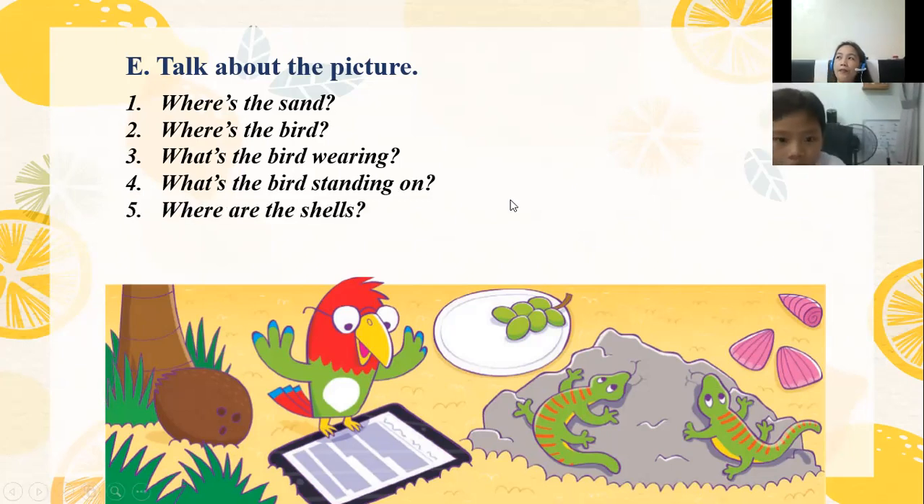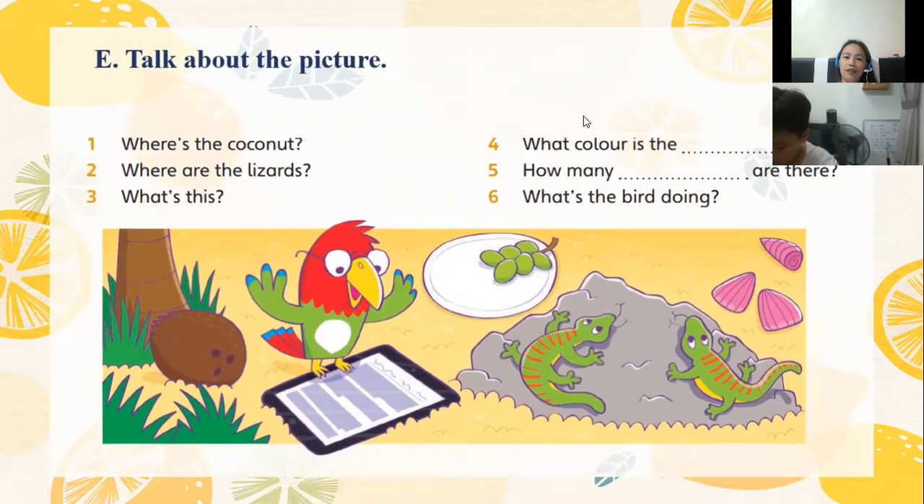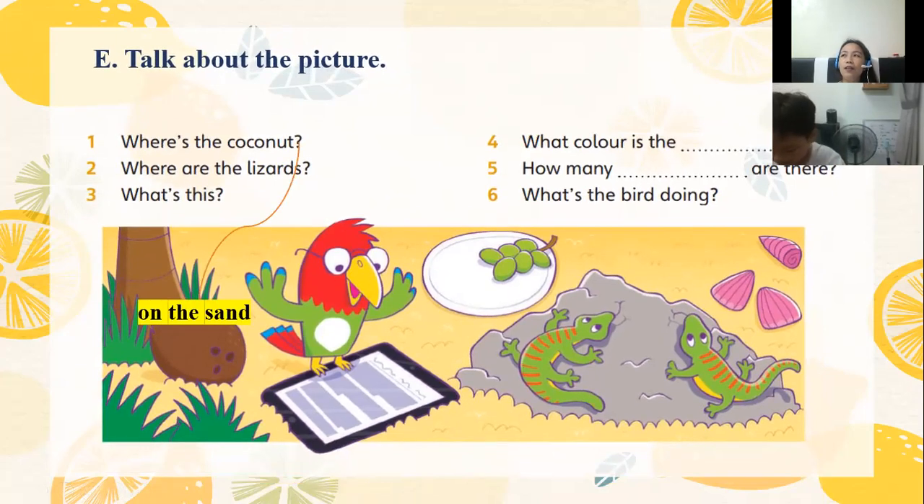Where are the shells? The shells are in front of the drop. How many shells are there? Three shells. What color are the shells? Pink. Yes, very good. Where is the coconut? On the sand. Where are the lizards? The lizard is on the rock. And what's this?